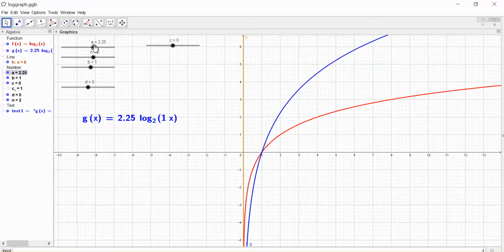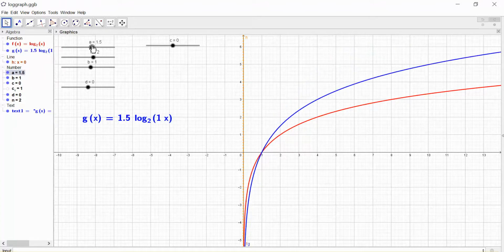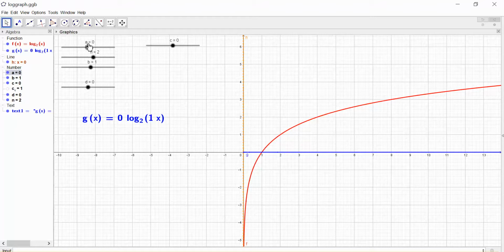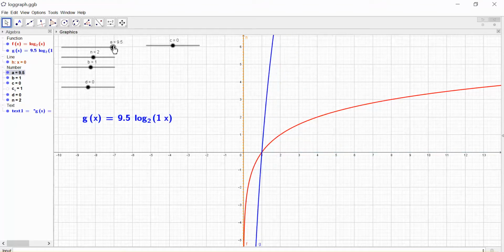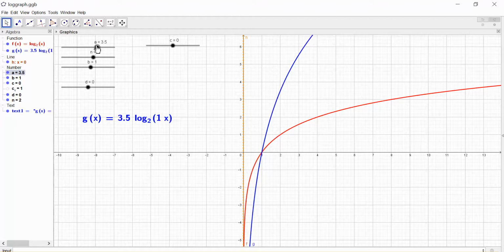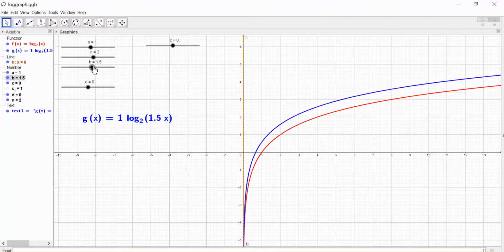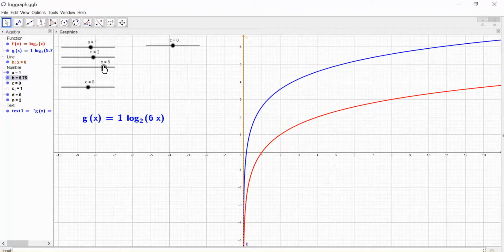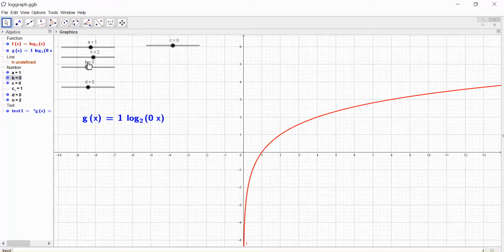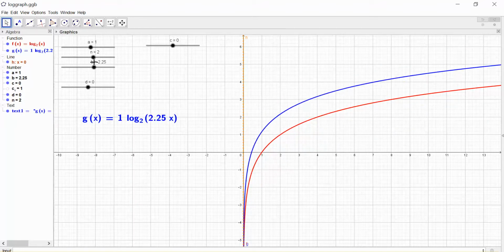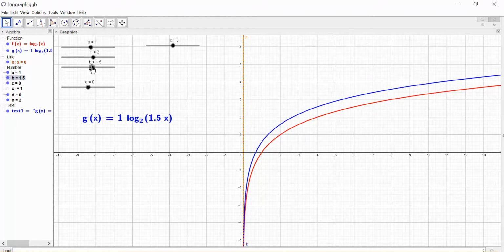If I made it smaller and smaller and smaller, you can see it's getting closer to the x-axis. If I stretch it out, it gets further away from the x-axis. And that's very different to this kind of dilation, when you do it to the x values, this one now compresses to the y-axis or away from the y-axis. See, that's the difference. Okay, so there is a difference between the A and the B. Does that make a bit more sense?